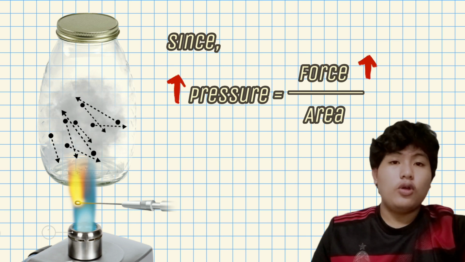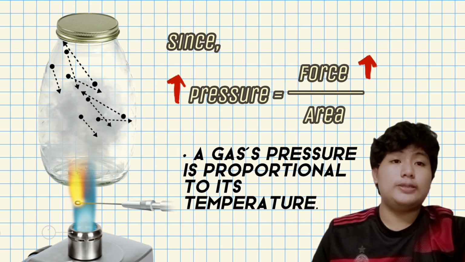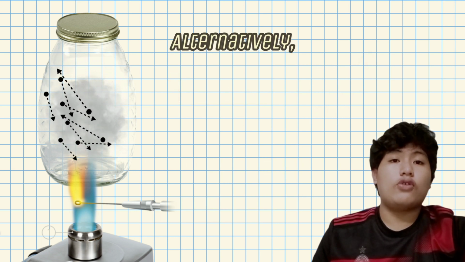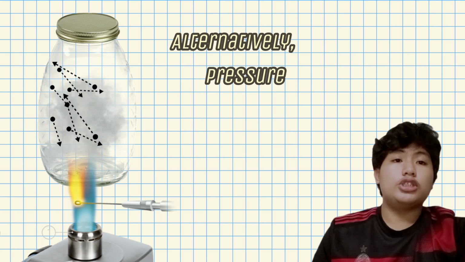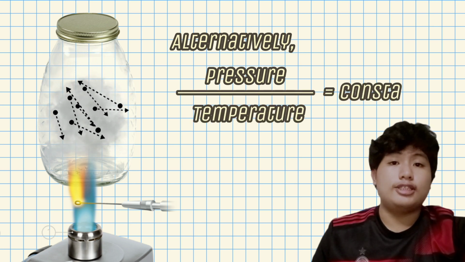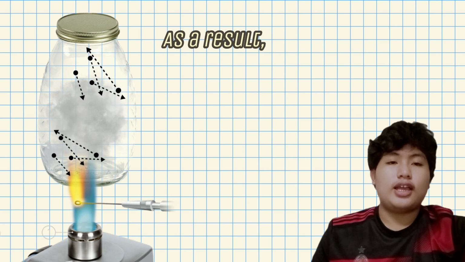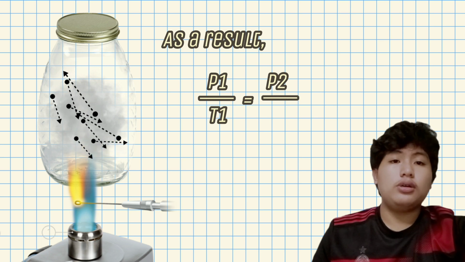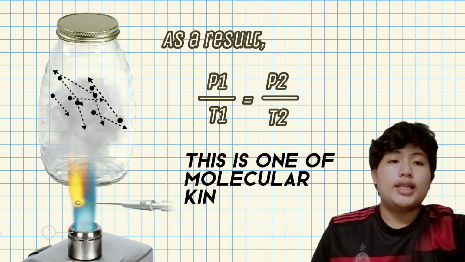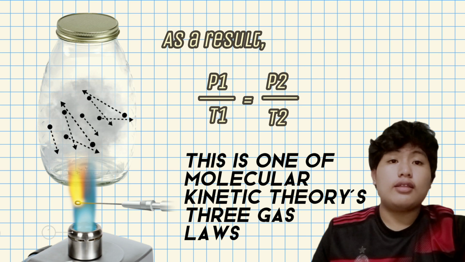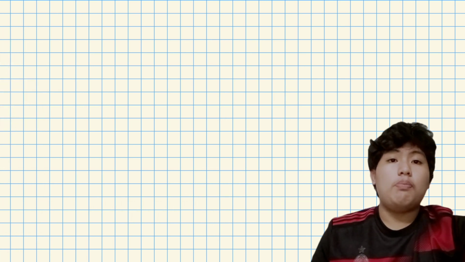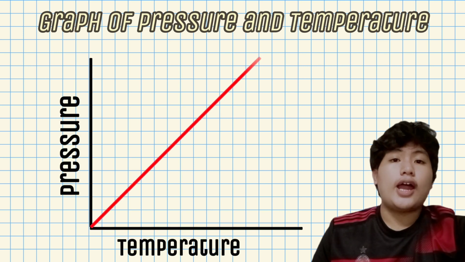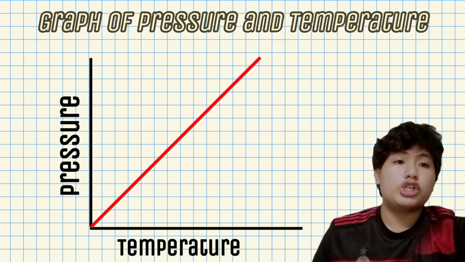As a result, we can deduce that a gas's pressure is proportional to its temperature. Alternatively, we might state that for a given volume of gas, pressure divided by temperature is always a constant. As a result, dividing the initial pressure by the initial temperature equals dividing the final pressure by the final temperature. This is one of molecular kinetic theory's three gas laws. When plotting a graph of pressure against temperature, it's a simple linear graph to demonstrate constant proportionality.